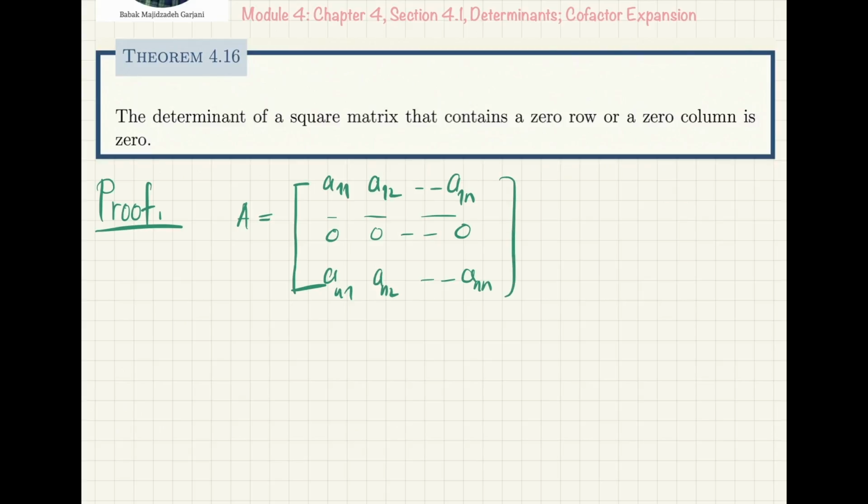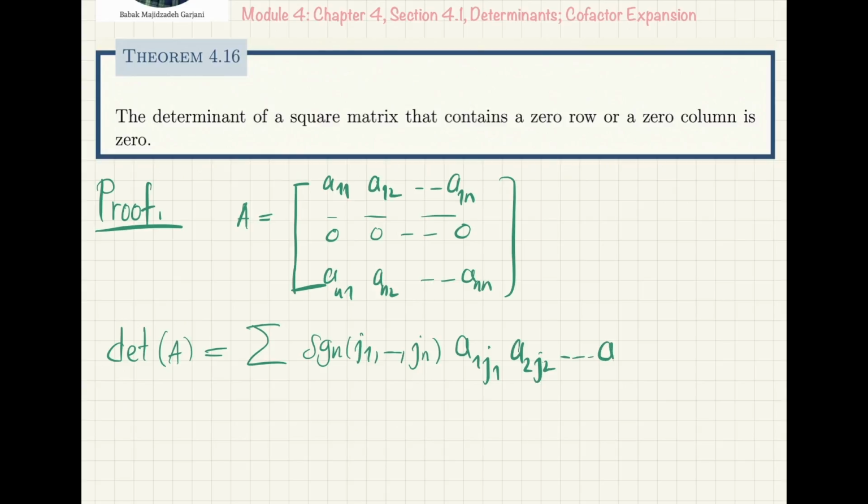So if you want to calculate the determinant using the definition, that is a sum of sign of J1 up to Jn, then you have elementary products A1J1, and then let me write one more term, A2J2, and it goes up to ANJN. And I told you that each elementary product that you consider, no matter which one you are considering, it contains exactly one element from each row.